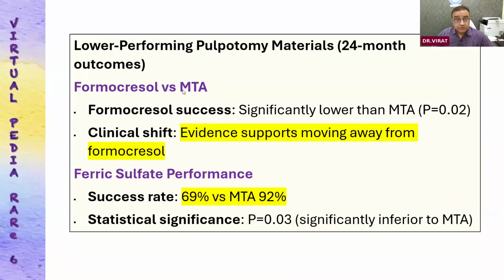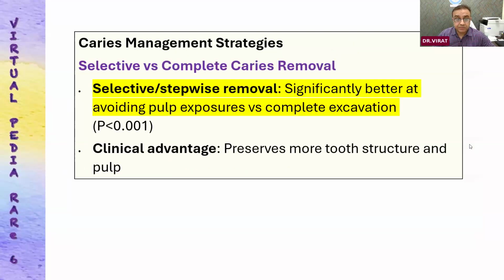Regarding formocresol and MTA, the evidence supports moving away from formocresol. The same is true with ferric sulfate. However, the performance was slightly better, but still significantly inferior to MTA. Regarding caries management strategies, selective versus complete caries removal: selective or stepwise removal was significantly better at avoiding pulp exposures versus complete excavation.